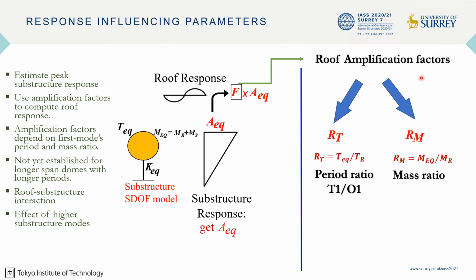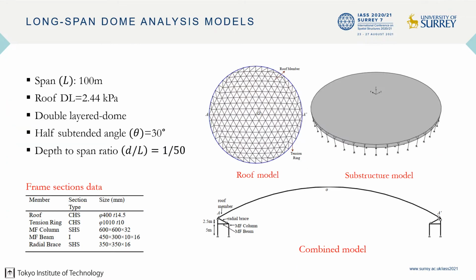These amplification factors depend on the period and the mass ratio of the substructure T1 to the roof's O1 mode, which is the fundamental mode. To validate this methodology for longer spans with longer periods, we conducted parametric studies on longer 100-meter span domes with single-story substructures. We also constructed roof and substructure models, modeling the roof as a rigid mass to understand the individual modal characteristics.